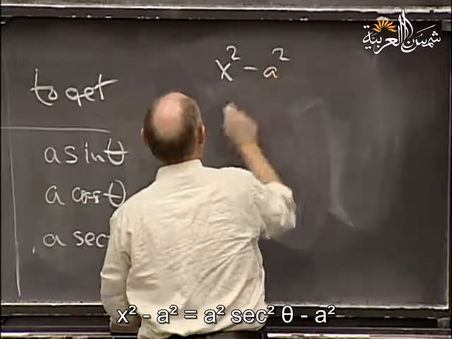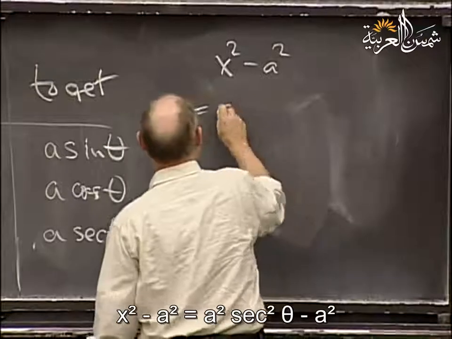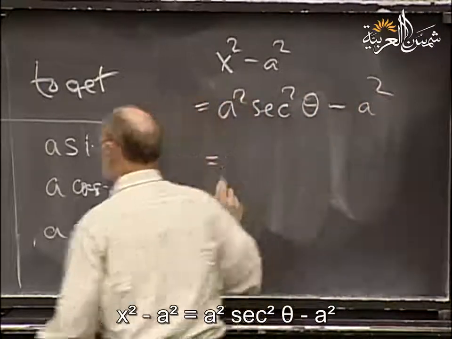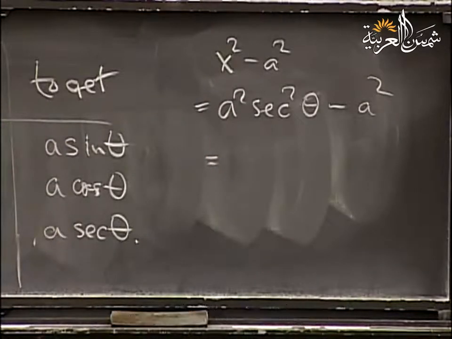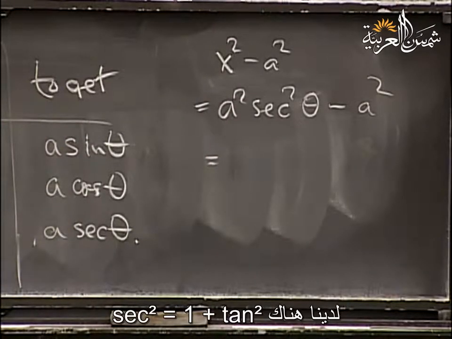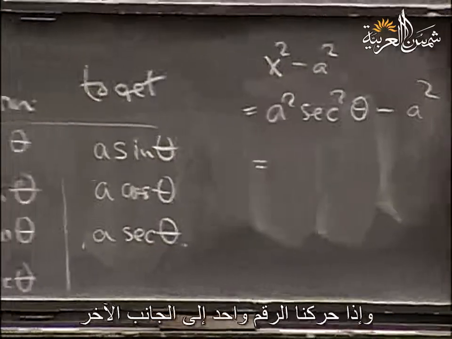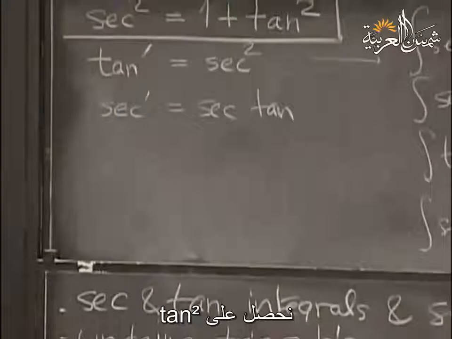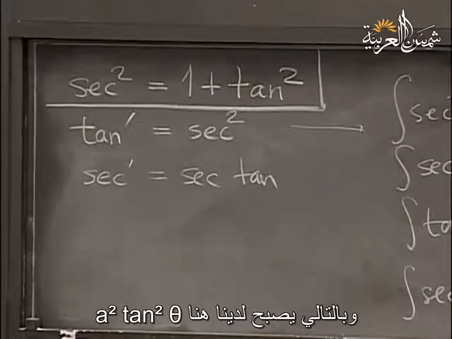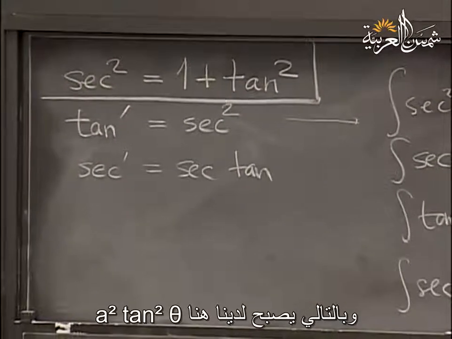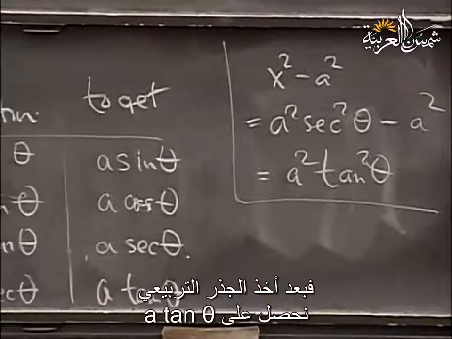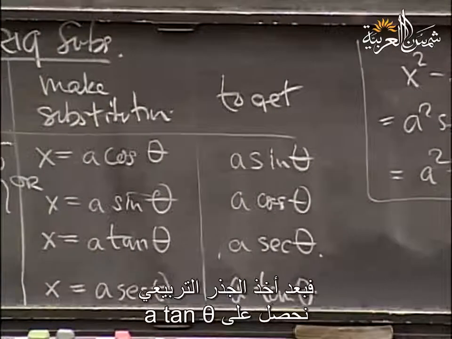x squared minus a squared is a squared secant squared theta minus a squared under this substitution. That's a squared times secant squared minus 1. Well, put the 1 on the other side, and you find tangent squared coming out. So this is a squared times the tangent squared of theta. After I take the square root, I get a times the tangent of theta.